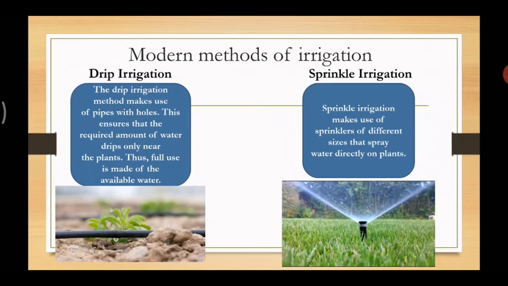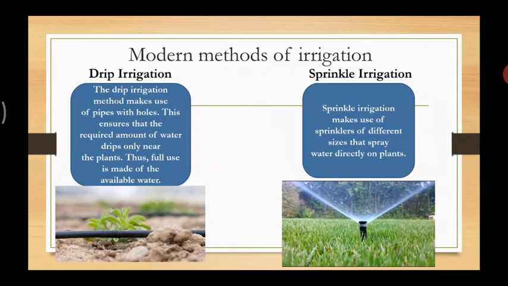This method makes use of pipes with holes. In this method, as you can see in the picture, there is a long pipe and there are small holes in that. So the required amount of water is dripping. As you can see in the picture, this ensures that the required amount of water drips only near the plant. If you make a small hole, only that much water will come out from that pipe. Thus, full use is made of the available water.